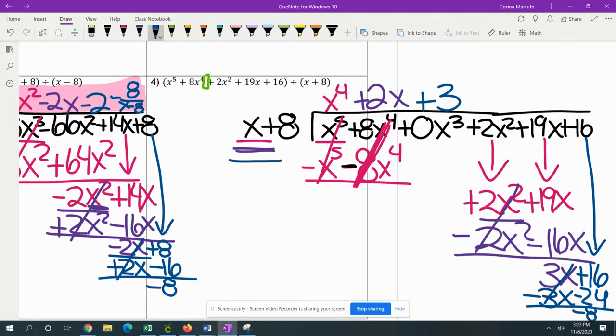And then we're going to go ahead and write that as a remainder. So minus, and then it'll be 8 over x plus 8. Okay, remember you write whatever number you have left over here, you write it over this number here.